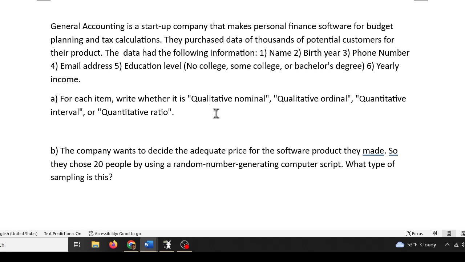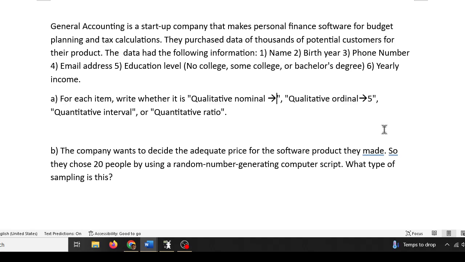So let's write down. So this would be, I'll just write here, okay? So this would be just number 5, whereas number 1, number 3, and 4 would be qualitative nominal.